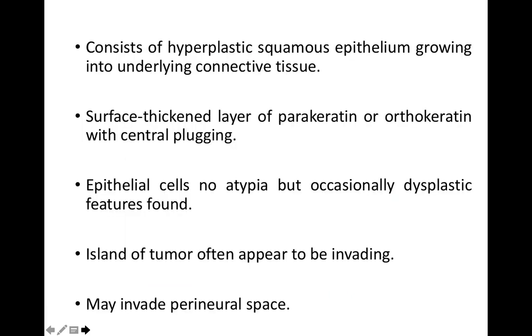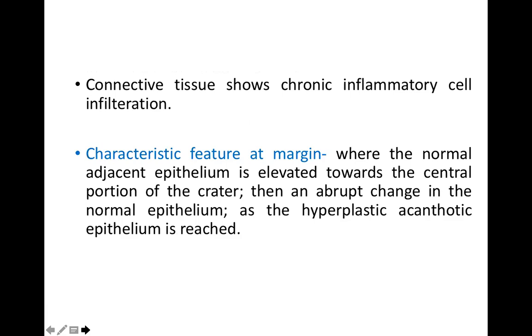So this is the histopathologic picture. It consists of hyperplastic squamous epithelium growing into underlying connective tissue. And the surface is a thickened layer of parakeratin or orthokeratin with central plugging. In the epithelial cells, there is no atypia, but occasionally dysplastic features are found, and islands of the tumor often appear to be invading. They may invade perineural space. The connective tissue shows chronic inflammatory cell infiltration, and there is a characteristic feature at the margin where the normal adjacent epithelium is elevated towards the central portion of the crater. Then an abrupt change in normal epithelium is there as the hyperplastic acanthotic epithelium is reached.